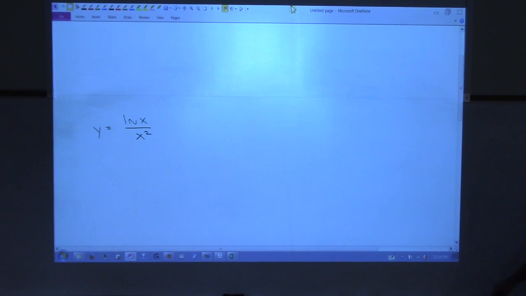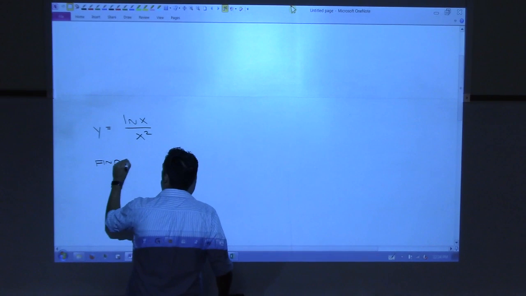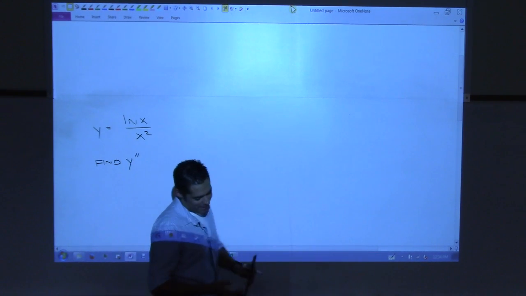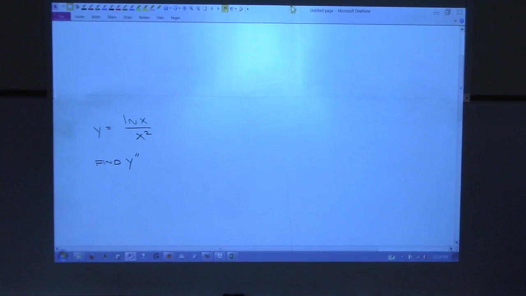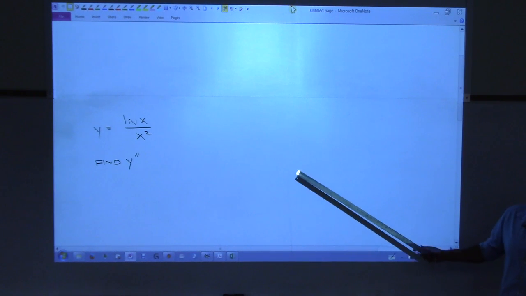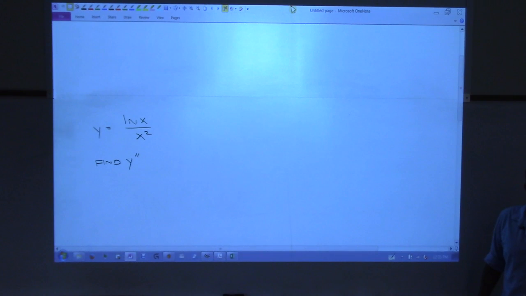I want y double prime. I'm sorry, the book wants y double prime. Okay? We're going to have to first find the first derivative. So let's find the first derivative. And I heard quotient rule. I agree with that. But what? You want to bring the x squared up as a negative, like an x to the negative 2? You could do that. Then it would be a product rule. Let's do that.